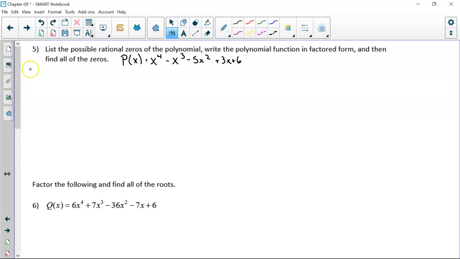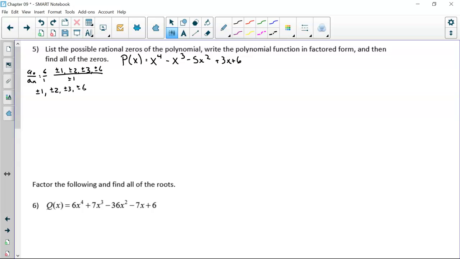Now the factors of 6 are plus or minus 1, plus or minus 2, plus or minus 3, plus or minus 6. And the factors of our leading coefficient of 1 is just plus or minus 1. So our possibles: plus or minus 1, plus or minus 2, plus or minus 3, plus or minus 6.